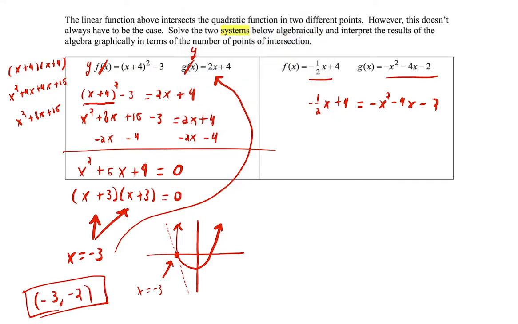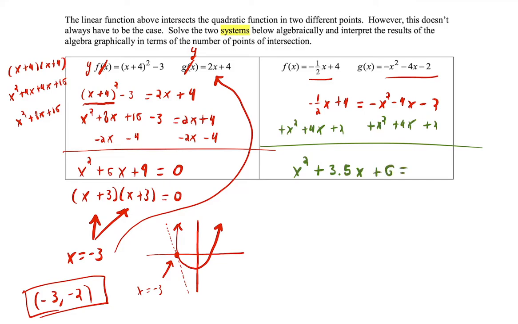I want to make this a positive x squared on the other side. So I'm going to add x squared, I'm going to add 4x, and I'm going to add 2, add 2. What I would have here is x squared plus 3.5x plus 6 is equal to 0.